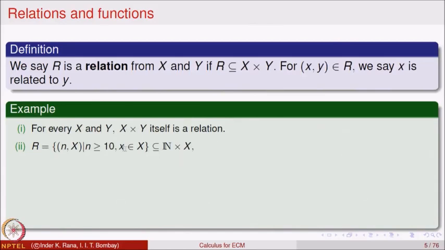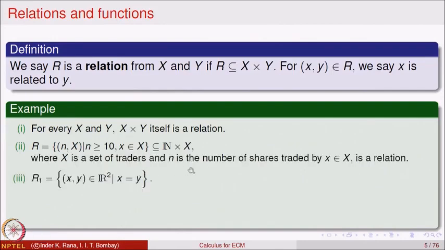That means we are looking at a subset of the natural numbers cross X. If you would like to understand this example a bit more, let us say X is the traders, right, who are buying shares only. So, n will be positive, and so this relation will signify all those traders who have bought at least 10 shares on a particular day of that company. So, that is the relation that all data will be captured in this set. So, X is a set of traders, n is the number of shares traded that day, and n is bigger than or equal to 10.